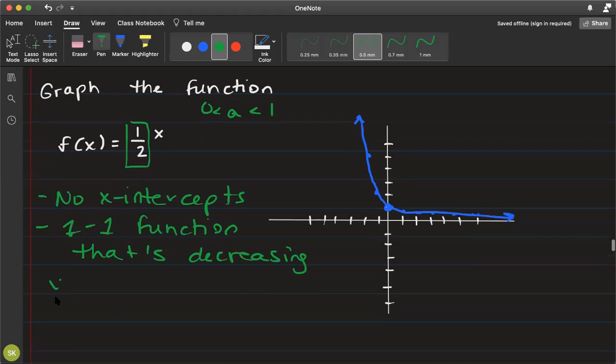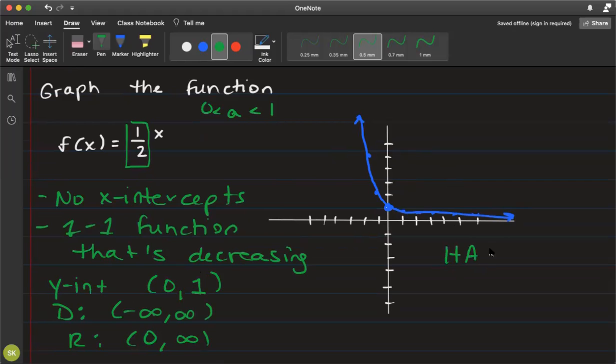We have a y-intercept at the same spot, (0, 1). Our domain is still negative infinity to infinity. And our range is still 0 to infinity because it's just the mirror image. So that doesn't change the domain here or the range. Anything else we discussed before? Let me just look back over. And we have a horizontal asymptote at y equals 0.